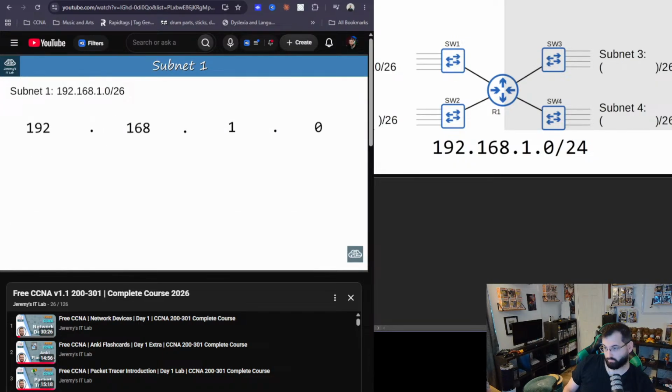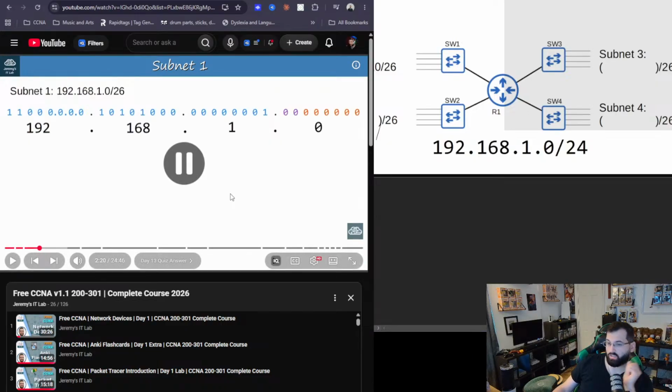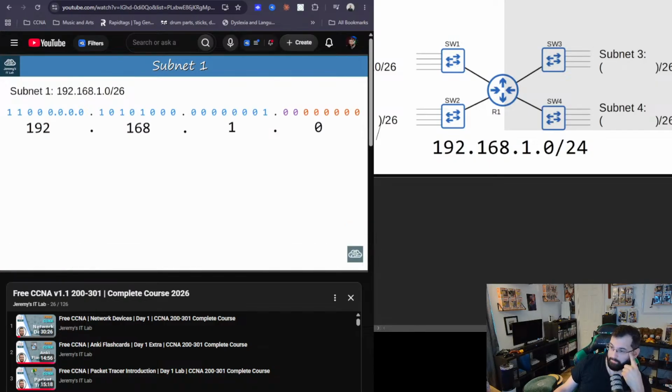So, the network address for subnet 1 is 192.168.1.0/26. Here's 192.168.1.0 written in binary. Blue is the network portion, red is the host portion, and purple is... Because I forgot to add 0? Because 64 added to 1 is 65, but 64 added to 0 is 64.